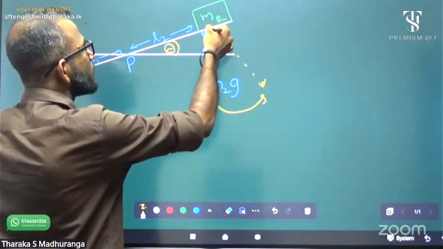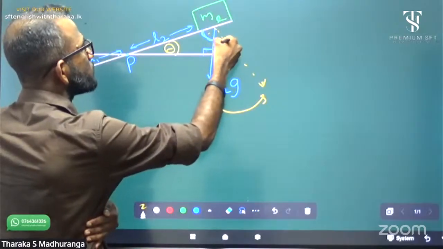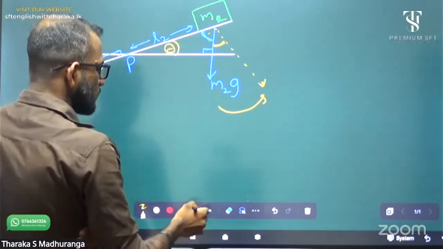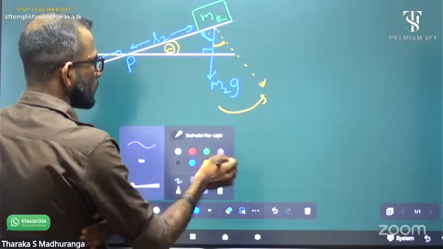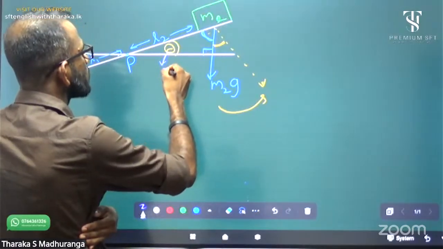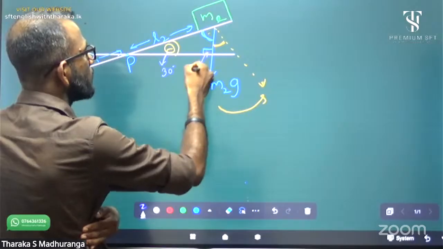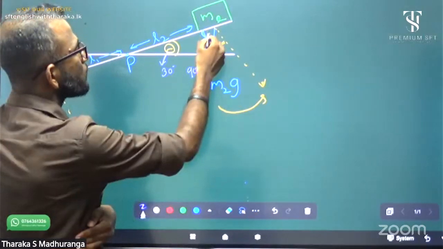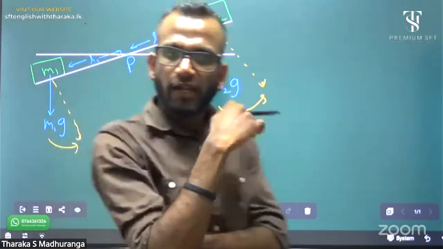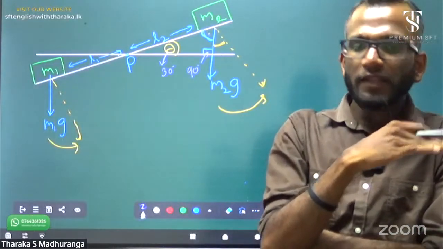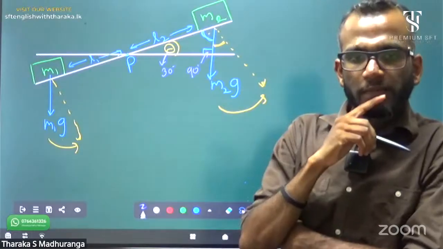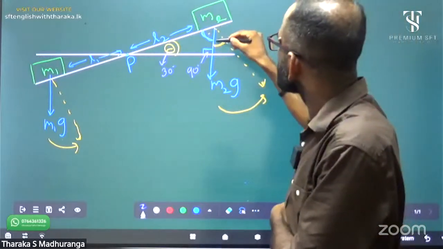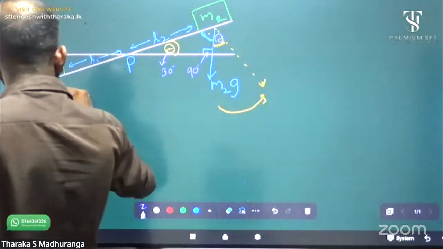90 minus theta is this angle. Then what is this side angle? Now think it is 30, for example. 30 degrees, and this one is 90 degrees. Then what is this one? 60. 60 and 90 with 180 make a right angle triangle. Then what is this yellow color angle? Again 30. So always this theta equals this one. This one also equals theta.